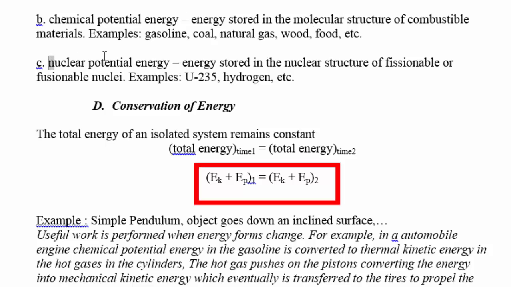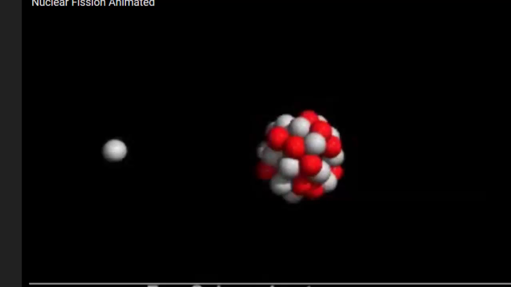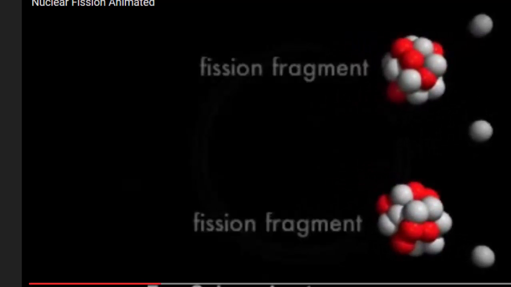And nuclear potential energy, on the other hand, is also energy stored, but it's stored in the nuclear structure of fissionable and fusionable nuclei. There is energy stored in fissionable materials such as uranium and plutonium. When the nucleus of uranium-235 undergoes fission, it will liberate this energy. For example, if it is hit by a neutron, like we see in this animation, it will split into smaller nuclei, and part of the energy will be liberated, and this energy will have the ability to do work.